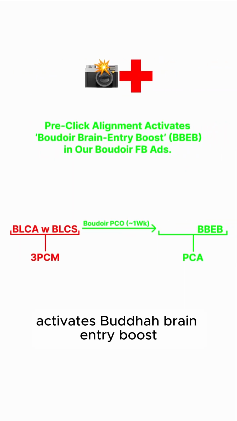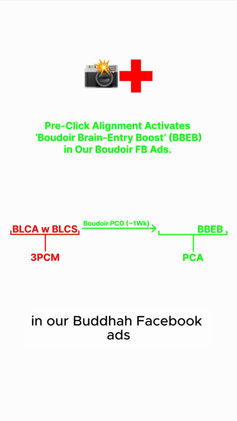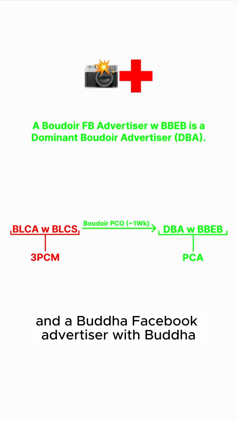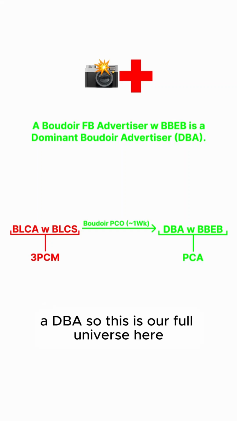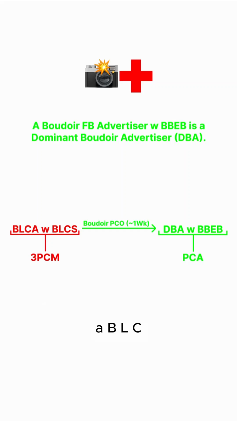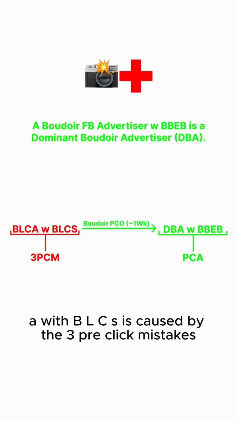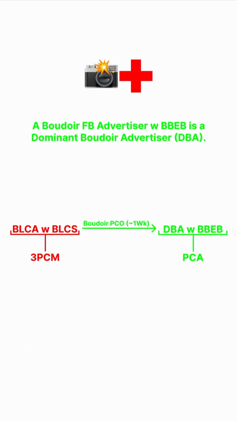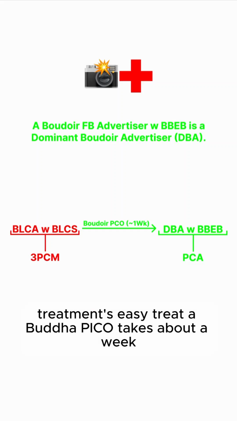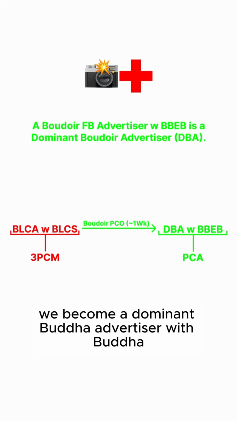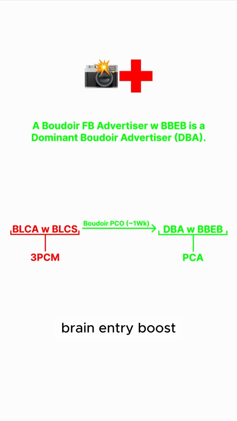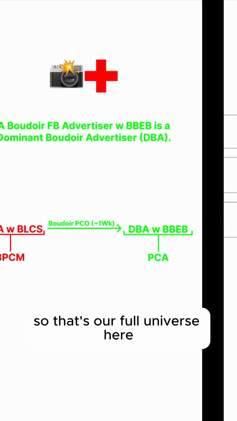Once treated with Boudoir Pico, we now have pre-click alignment. So we get rid of the three pre-click mistakes, we achieve pre-click alignment. And pre-click alignment activates Boudoir brain entry boost in our Boudoir Facebook ads. Basically, we get our unique CTR above 6%. And a Boudoir Facebook advertiser with Boudoir brain entry boost is a dominant Boudoir advertiser, a DBA. So this is our full universe here. A BLCA with BLCS is caused by the three pre-click mistakes. Treatment's easy. Treatment with Boudoir Pico takes about a week, and we achieve pre-click alignment. We become a dominant Boudoir advertiser with Boudoir brain entry boost. So that's our full universe here.